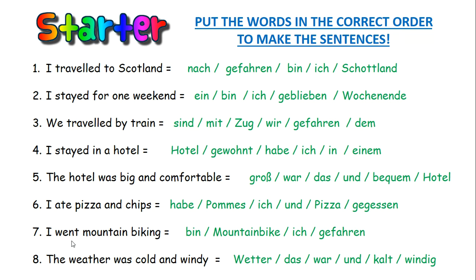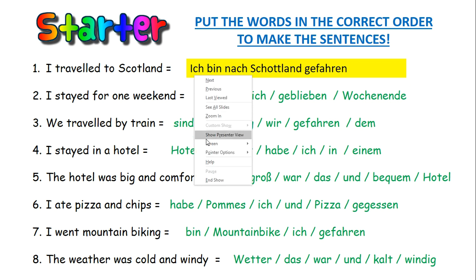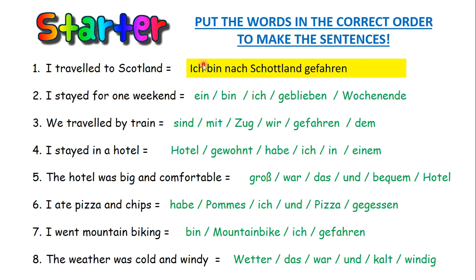Okay, let's have a look at the answers. So I travelled to Scotland. Ich bin nach Schottland gefahren. As you can see, you've got your pronoun ich, bin is your helping verb, nach Schottland is your extra information. So remember, your extra info goes in between your helping verb and your past participle, which is at the end, gefahren. So ich bin nach Schottland gefahren.